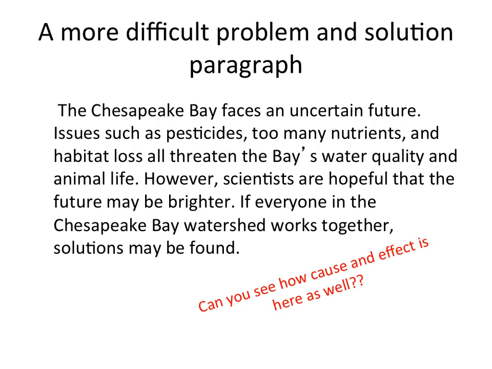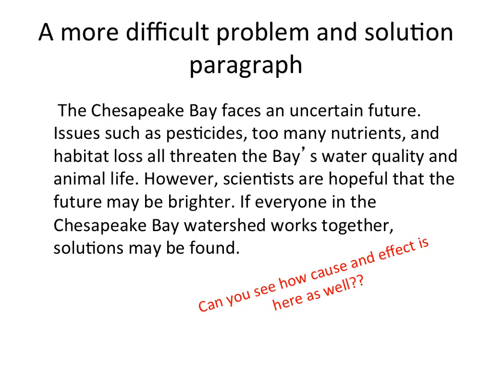Here's a more difficult problem and solution paragraph. The Chesapeake Bay faces an uncertain future. Issues such as pesticides, too many nutrients, and habitat loss all threaten the bay's water quality and animal life. However, scientists are hopeful that the future may be brighter. If everyone in the Chesapeake Bay watershed works together, solutions may be found. What is the problem?